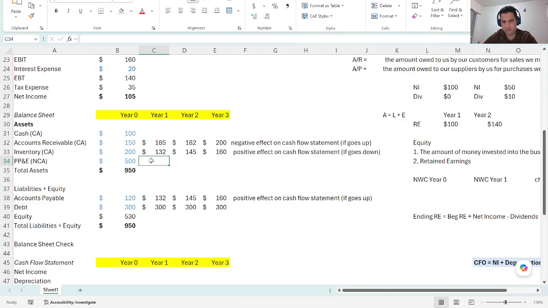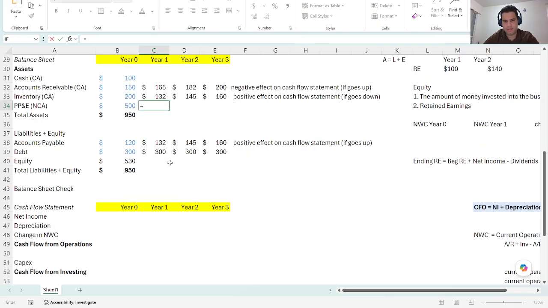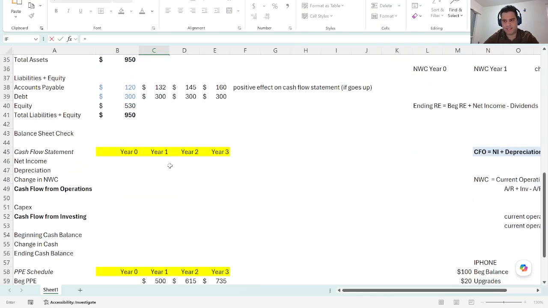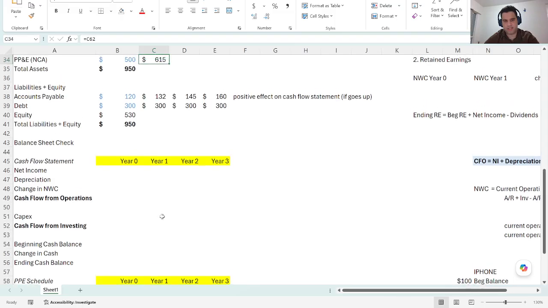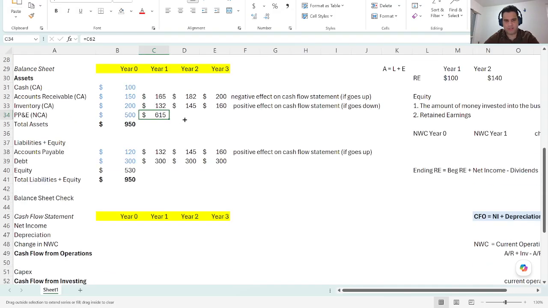So our PPE is a non-current asset, or a fixed asset, that has a value that's going to provide us economic benefits for more than a year. It's a non-current asset, so we're going to link it with the value that we calculate in our schedule and move it to the right. So almost everything is done here, except cash and equity.